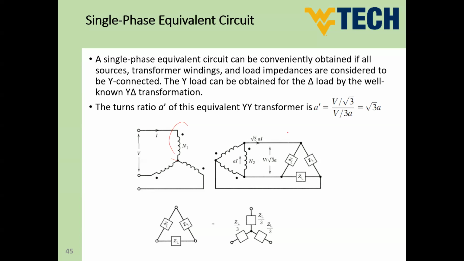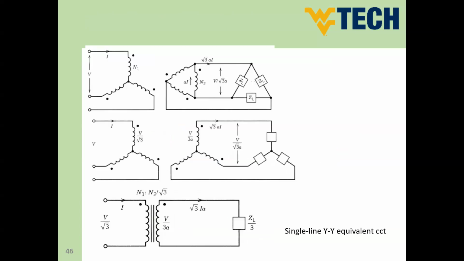How can we convert the delta connection to Y? Actually, all of the time we will use balanced loads. So for the balanced load, guys, you know that the impedance of the equivalent Y equals Z delta divided by 3. So Z Y equivalent equals Z delta divided by 3. This is the relation if you would like to convert Z load from delta connection to Y connection.